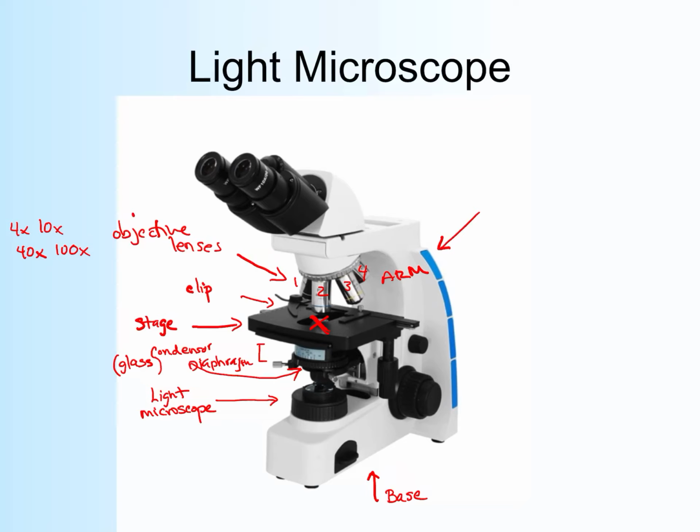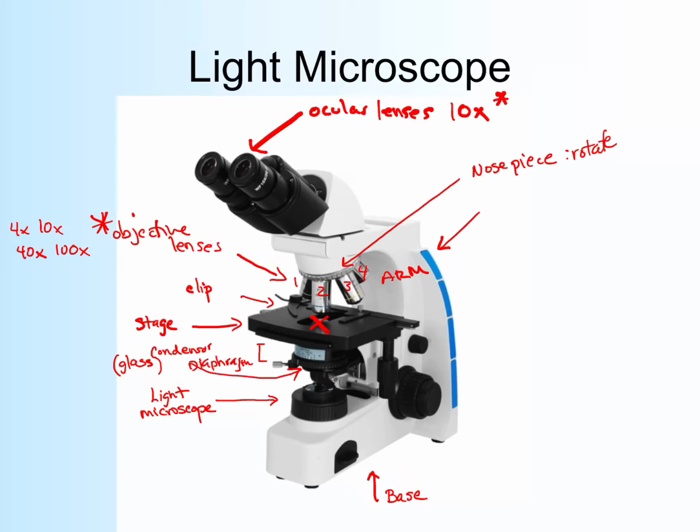The objectives are on a piece of the microscope called the nose piece. And the nose piece helps to just hold the objectives, and you can rotate that nose piece. So you can rotate this guy to change the objectives you're using, so you can go up in magnification. So your objective lenses, I'm going to star this because those magnify. Now, the second set of lenses that magnify are what you look through. Those are called your ocular lenses. And your ocular lenses always have a magnification of 10x. All right, so I'm going to also star this.